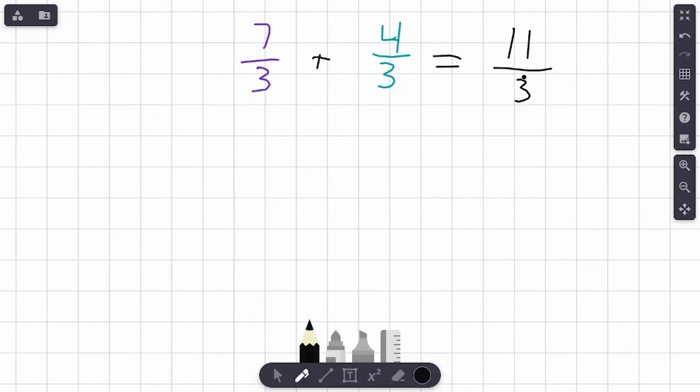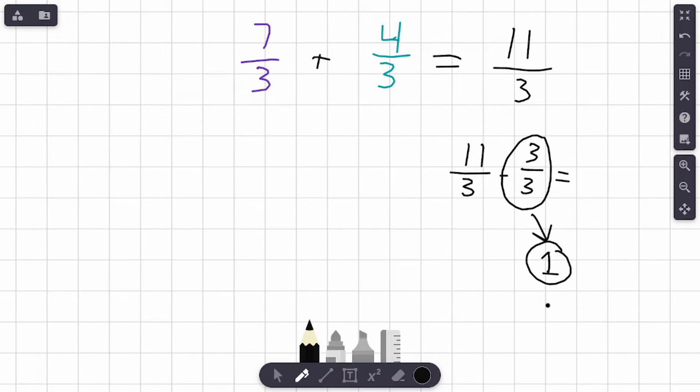This is what you would do. We have 3 as our denominator, and we have 11 as our numerator. How many times can 3/3 be taken out of 11/3? So what I'm saying is if we have 11/3 and we subtract 3/3, this 3/3 is the same thing as 1 whole. Would you agree with that?